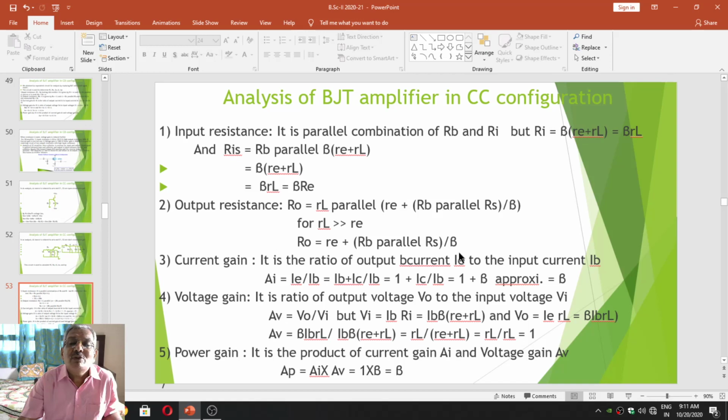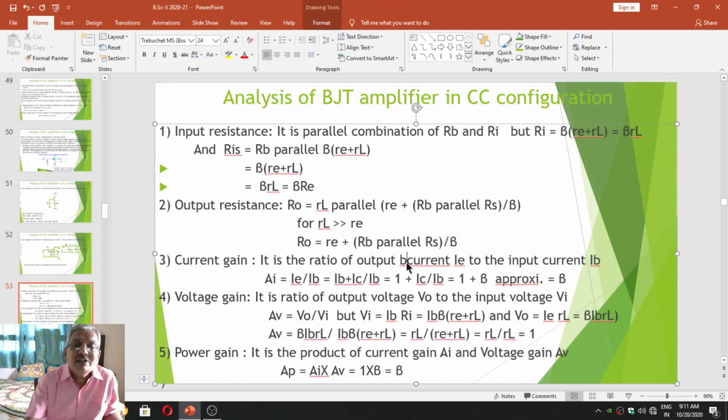Current gain is a ratio of output current to the input current. Output current is IE, input current is IB. Therefore current gain is equal to IE upon IB. But IE is equal to IB plus IC. Therefore current gain is equal to IB plus IC upon IB, which by simplifying is 1 plus IC upon IB. IC upon IB is beta. So current gain is equal to 1 plus beta, and approximately we can say it is equal to beta.